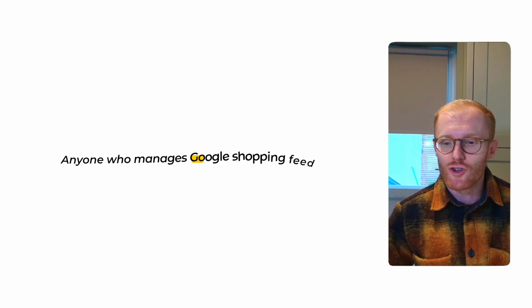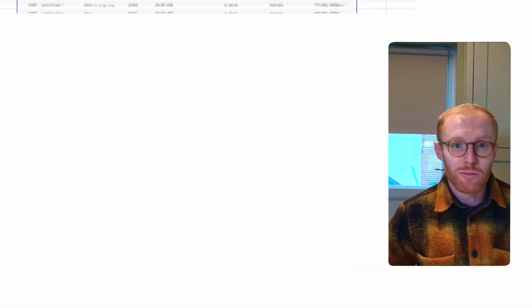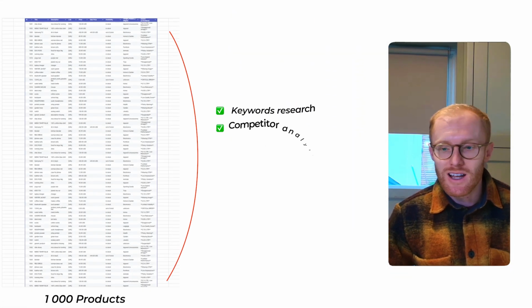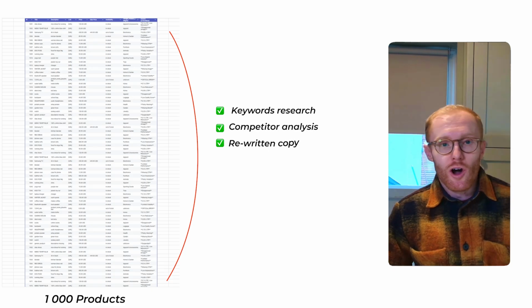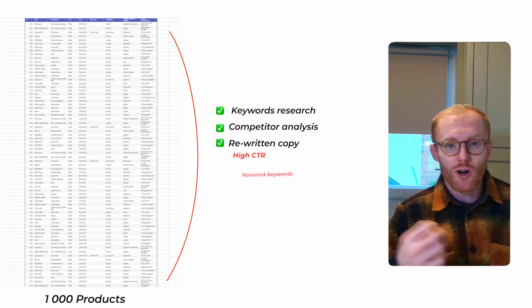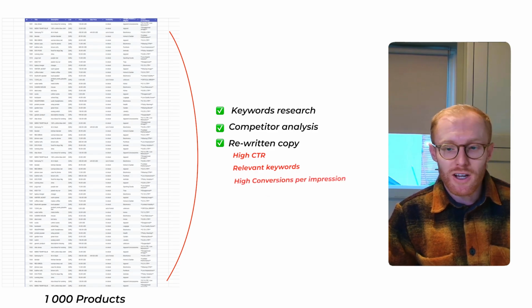So anyone who manages Google Shopping feeds knows the nightmare pain of being handed a feed with thousands of products and finding out it's been poorly optimized. Let's say it's got 1,000 products. Each one needs keyword research, competitor analysis, and rewritten copy that not only follows best practice, but drives high CTR, has relevant keywords in there, and also drives high conversions per impression.